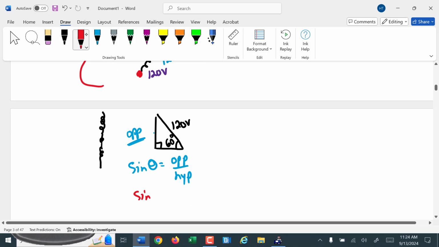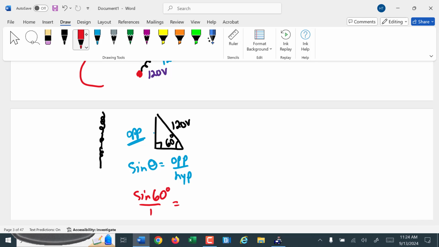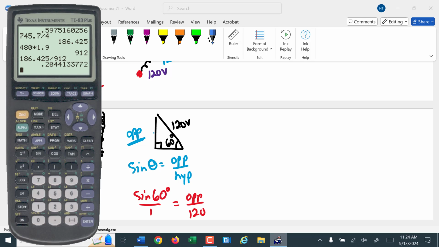we have the sine of 60 degrees. I'm going to put it over 1. The opposite side is what I'm looking for, and the hypotenuse is 120 volts. So I do sine of 60.